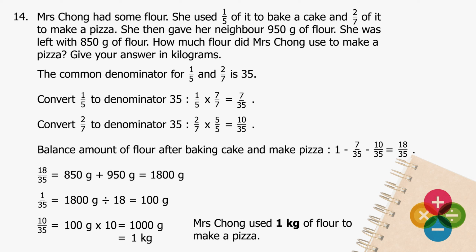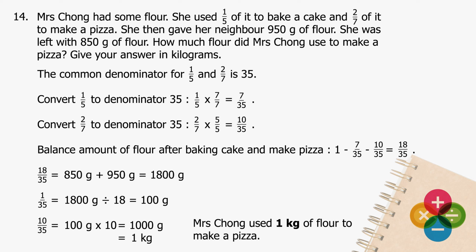The common denominator for 1/5 and 2/7 is 35. Convert 1/5 to denominator 35 will be multiply 1/5 by 7, and the product is 7/35. Convert 2/7 to denominator 35 will be multiply 2/7 by 5, and the product is 10/35. The balance amount of flour after baking a cake and make a pizza will be subtract 7/35 from 1 and from 10/35, and the difference is 18/35.